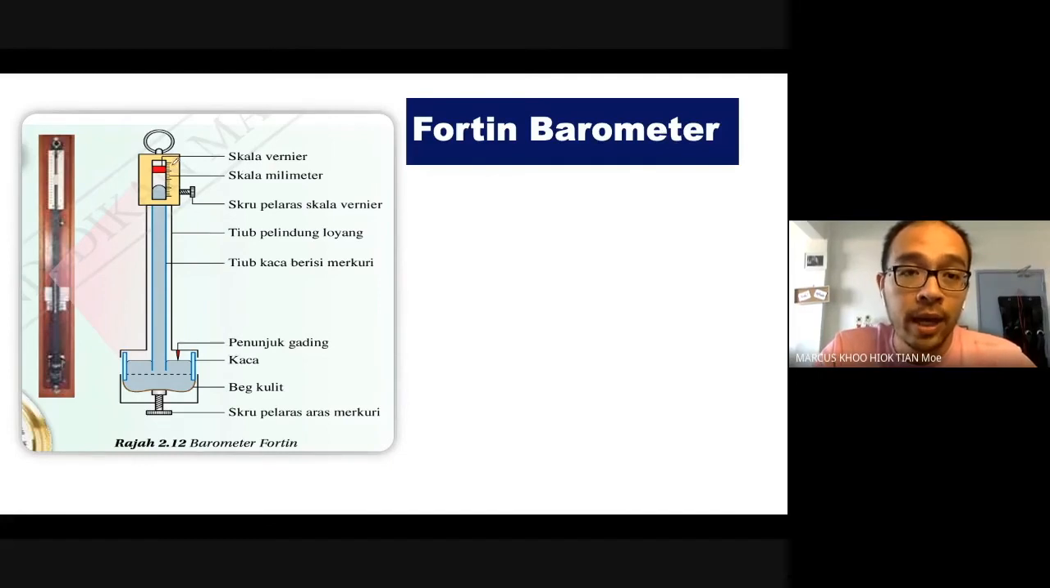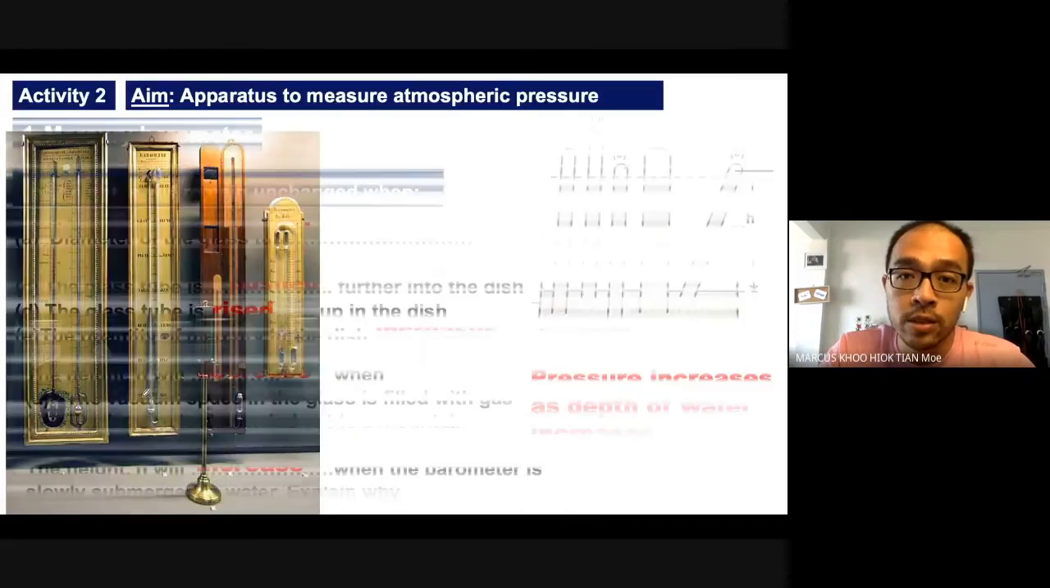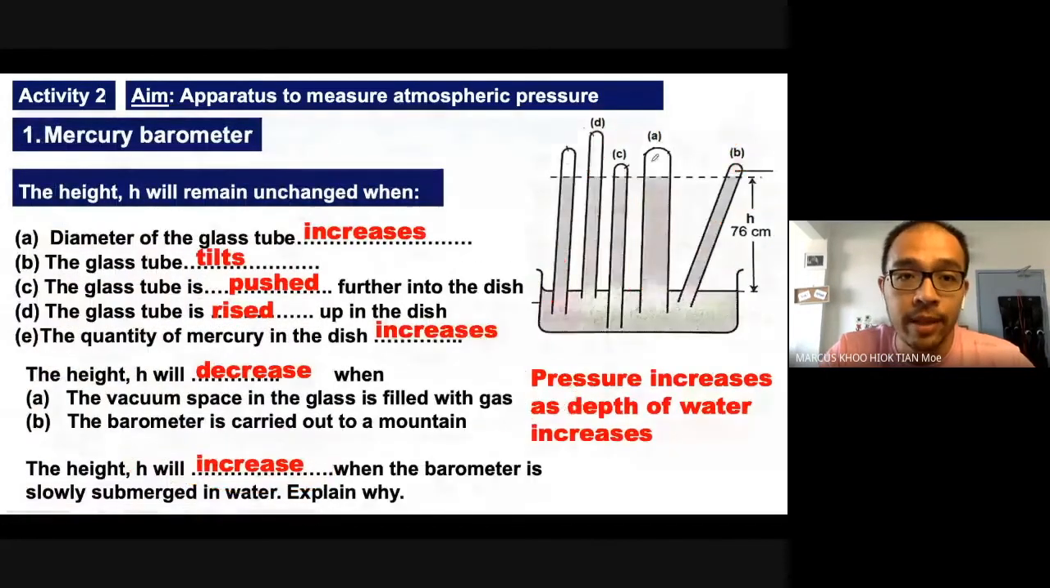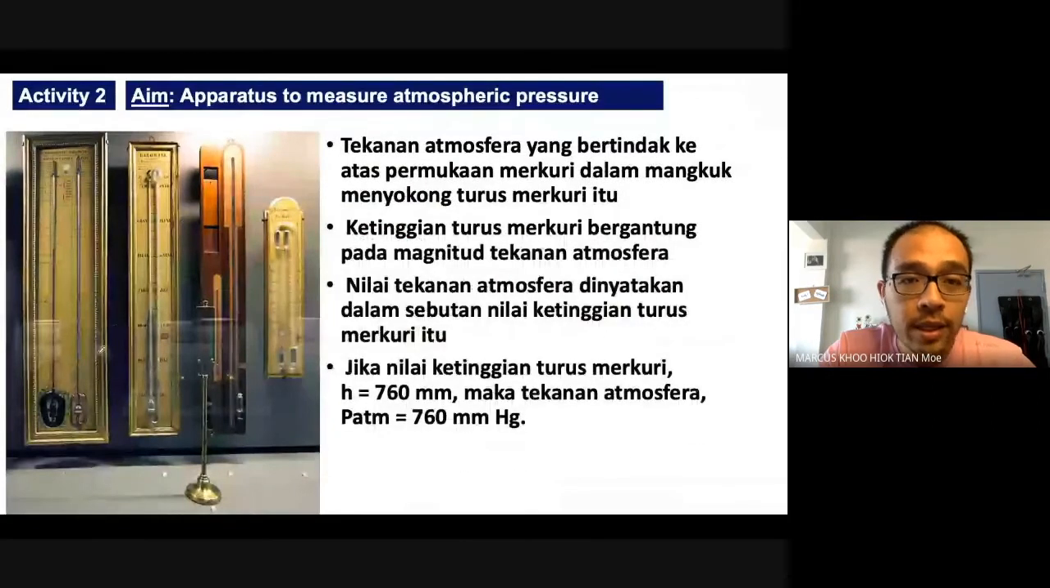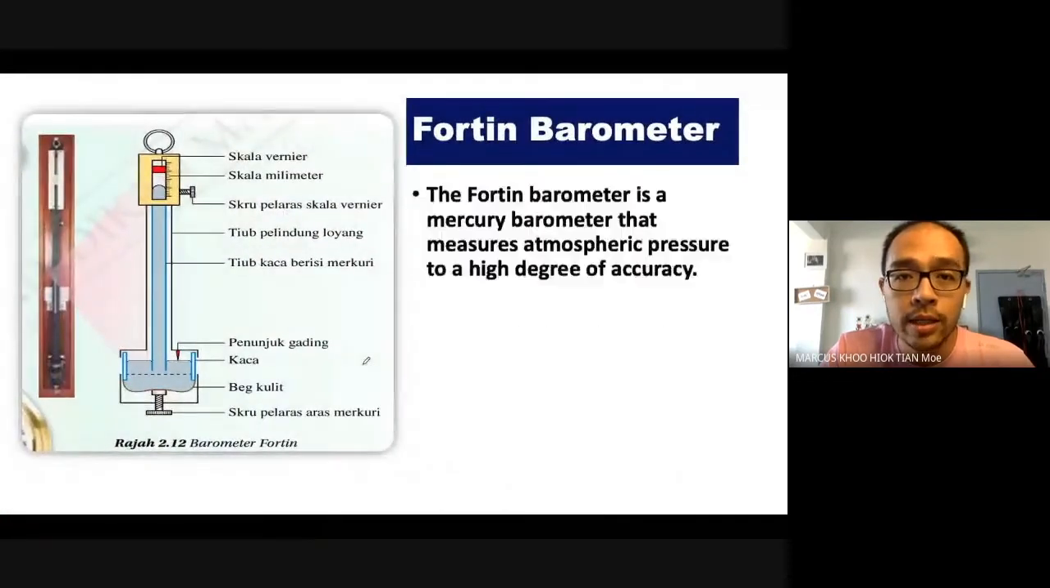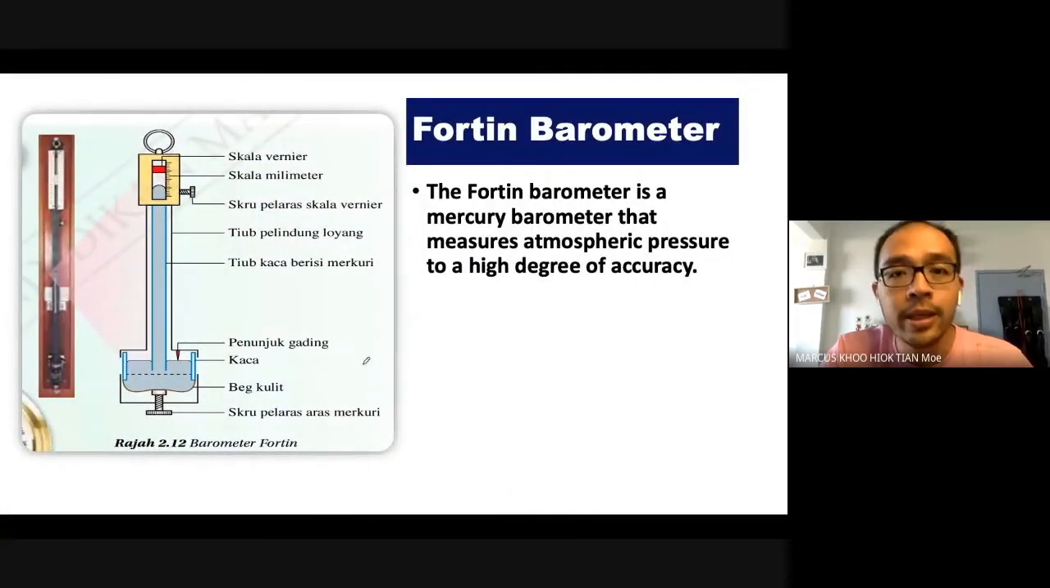The Fortin barometer uses the same situation that we saw just now, except that there is a scale over here that will tell you the value of the atmospheric pressure. So this is how it works. It's a mercury barometer that measures atmospheric pressure to a high degree of accuracy. It's quite accurate.